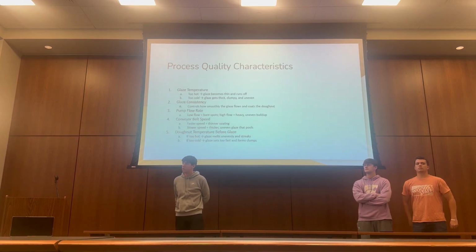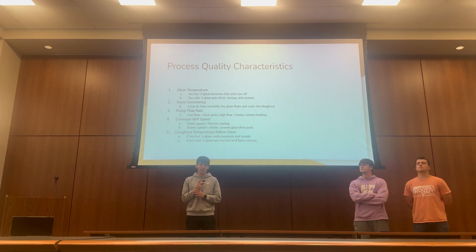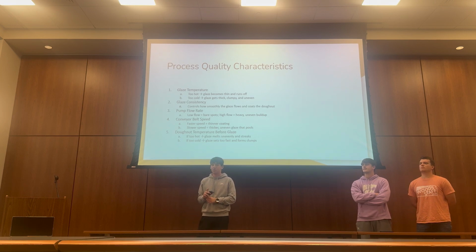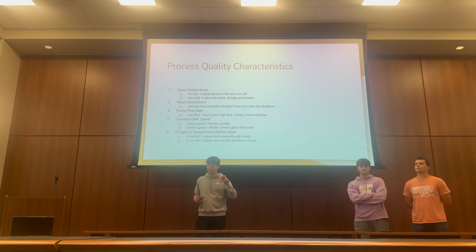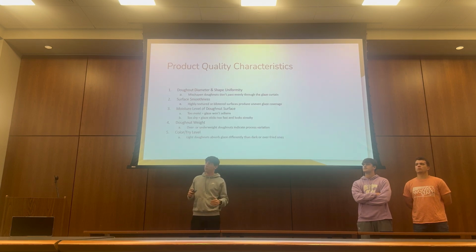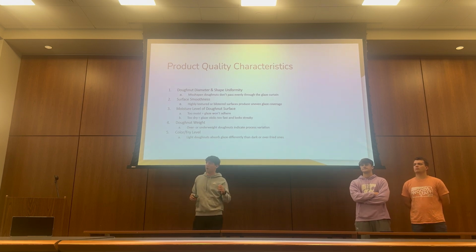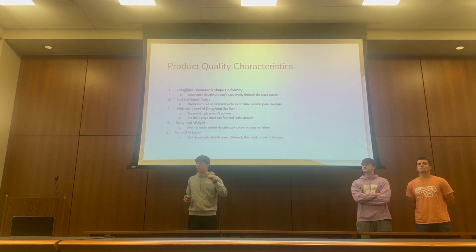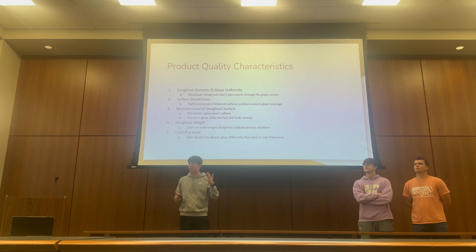Then going through some of the QCs, starting off with process. There were a handful that we decided on, but we decided to cut it down to the top 5. So the most important ones on the process side were glaze temperature, consistency, the pump flow rate, the conveyor belt speed, and then the donut temperature before glaze. And then moving on to the product side of the QCs, again, we thought of quite a few, but the top 5 are the diameter and shape uniformity, the surface smoothness, the moisture level, the donut weight, and then the color and fry level.